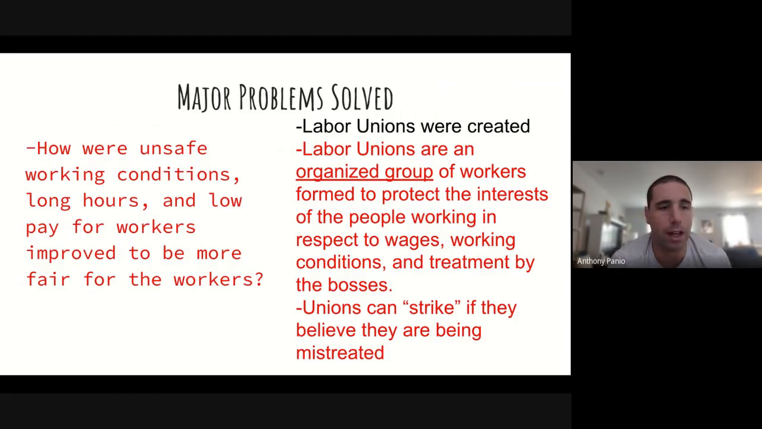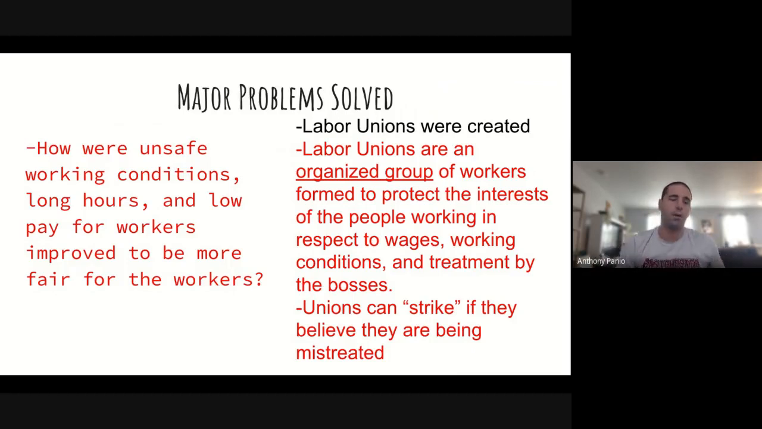At any point you need to pause the video, go ahead and copy the notes, that's fine. But how we solve this is through labor unions. Labor unions are an organized group of workers. If you break down the word, labor means work, union means a group of people together. We saw the word union when we did the Union and Confederacy during the Civil War, but a union is basically an organized group of workers for a particular job.